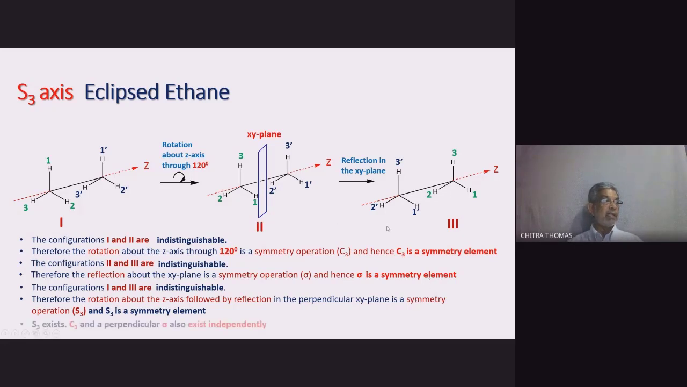So here the S3 axis, C3 and a perpendicular sigma also exist independently. This is the property of an odd order Sn axis. S3 is an odd order Sn axis. If an odd order Sn axis exists, a Cn and the sigma must exist independently. But in the case of the even order, the Cn and the sigma will not exist independently.